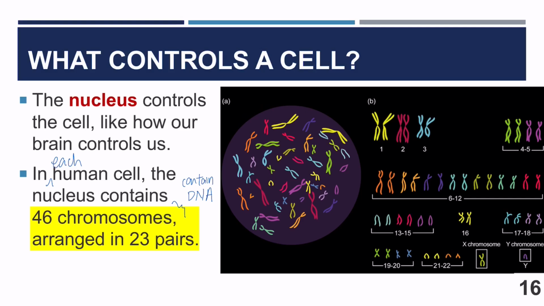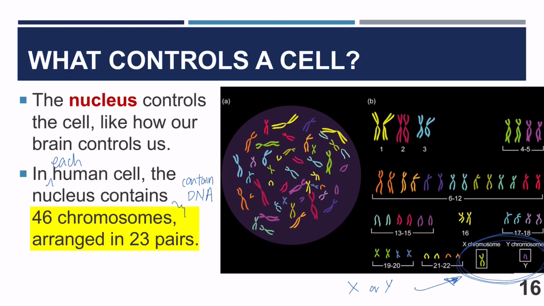So if you see on the diagram on the right side, you realize that you can arrange them into pairs, and you should end up with 23 pairs in total. I just want to bring your attention to this part on the bottom right. If you look at it, it's quite interesting. There's something called an X and a Y chromosome. Instead of a proper pair, it's actually called X or Y chromosomes.